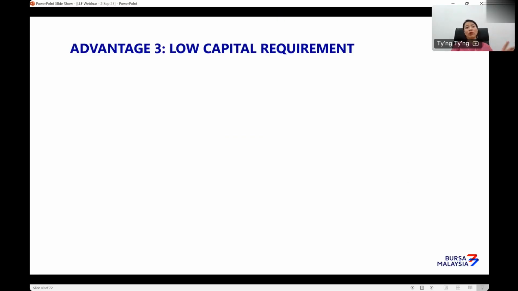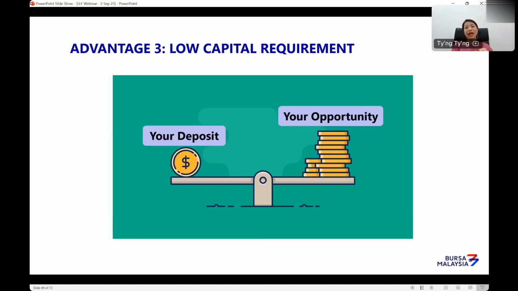Now, the third advantage is what we call low capital. It's related to your leverage. What is leverage? If you look at this particular image, you will understand that you put in one coin. Let's say we represent this deposit as one coin only. But by using only one coin, you have an opportunity to make a lot of coins. So this is the concept. Meaning you are going to use a small capital, and there's an opportunity for you to make a huge return. So this is what we call leverage.